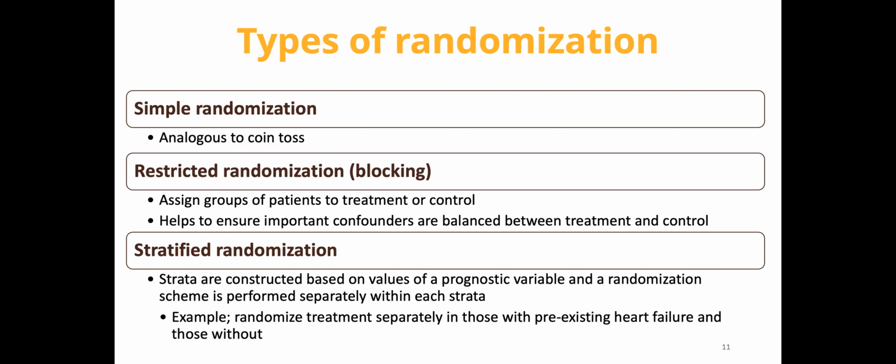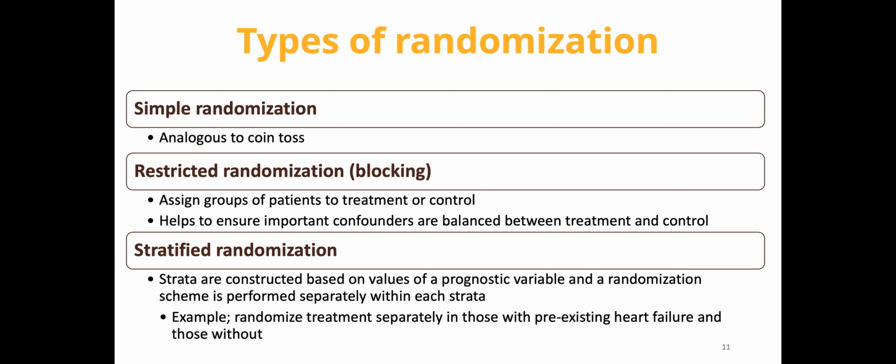So there's different types of randomization. There's simple randomization, which I mentioned previously is analogous to a coin toss. There's restricted randomization, or blocking. Blocking or restricted randomization is when we assign groups of patients to the treatment or the control group according to a particular confounder. So we randomize individuals according to whether they're smokers or not, for example, and this helps to ensure that important confounders are balanced between the treatment and control group.